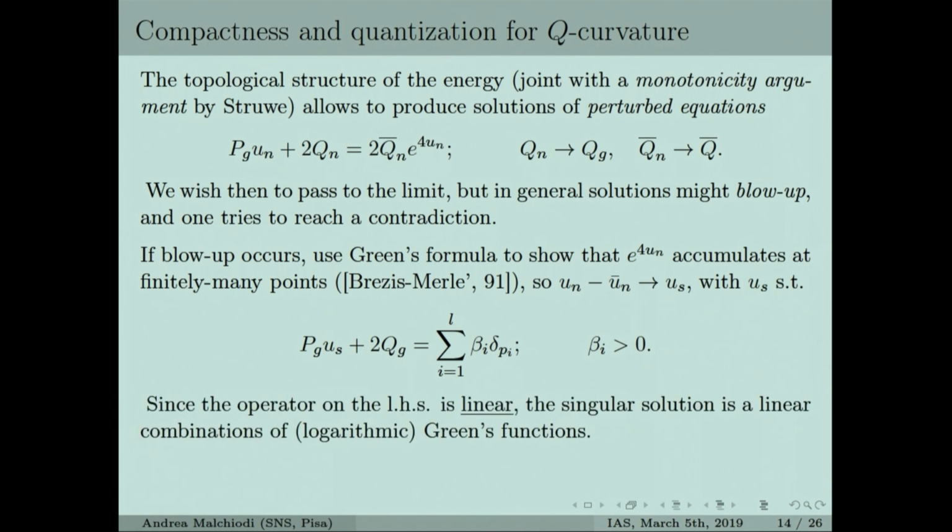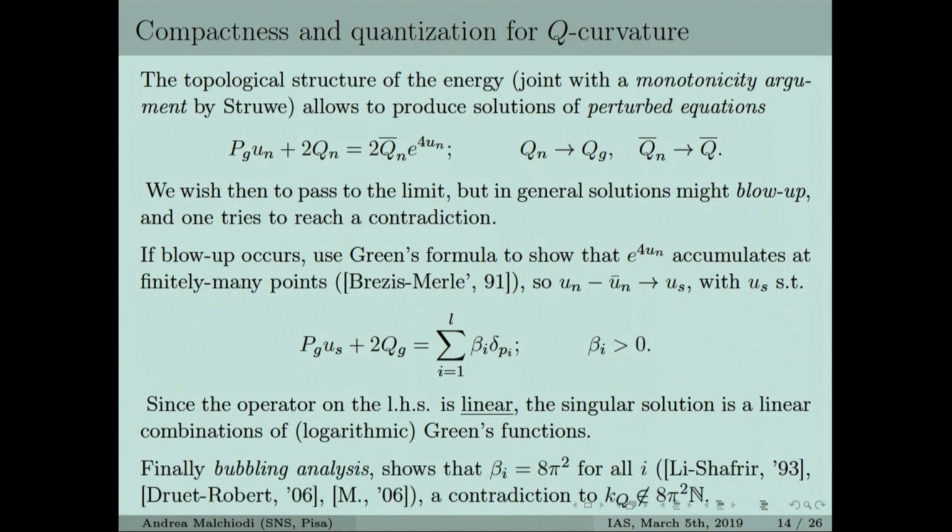Now, the operator on the left-hand side is linear. So the singular solution is a linear combination of Green's functions with simple poles. And the Green's function in 4D for this operator, whose principal term is the bilaplacian, is logarithmic, just like the Green's function in 2D. Then you do some bubbling analysis, and you can actually show that these quantized values are exactly equal to 8 pi squared for all blow-up points.